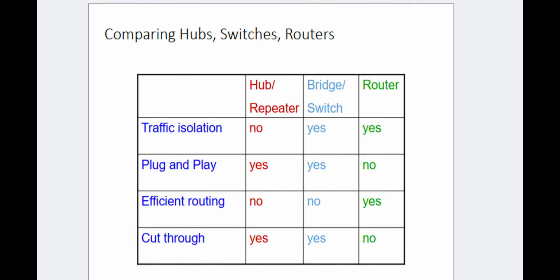Comparing hubs, switches, and routers. Hub/repeater, bridge/switch, router. Traffic isolation: no, yes, yes. Plug and play: yes, yes, no. Efficient routing: no, no, yes. Cut-through: yes, yes, no.